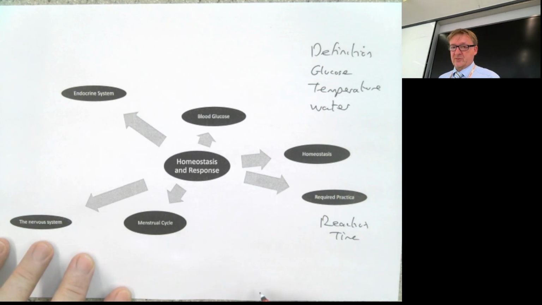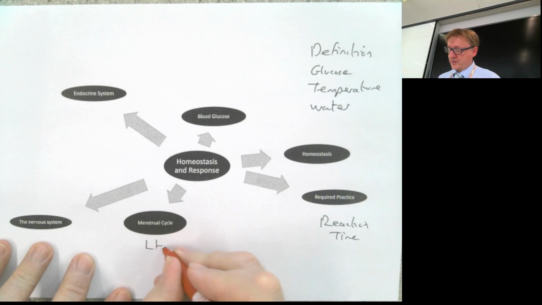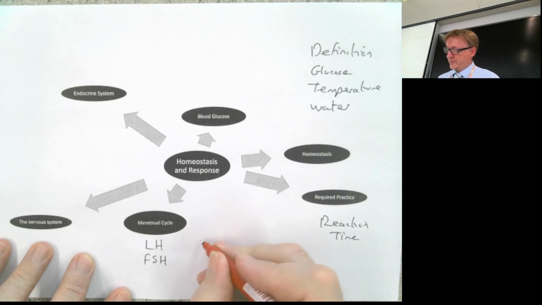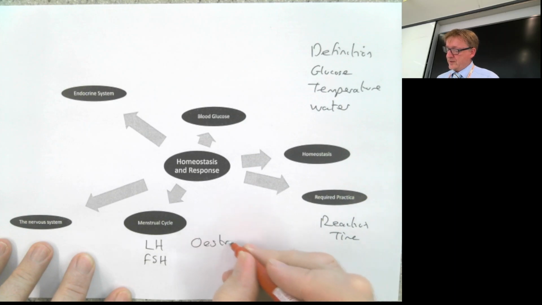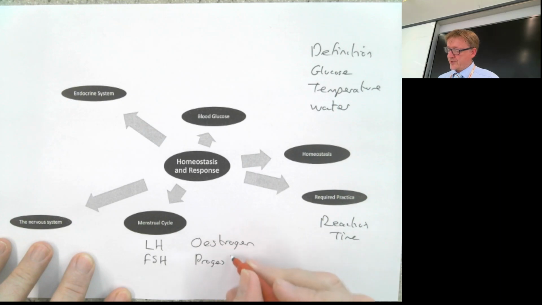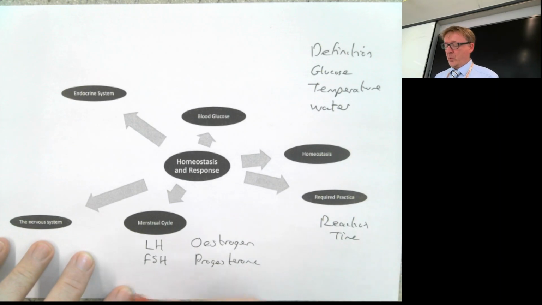The menstrual cycle, 28 days, you need to know the hormones that are involved. Luteinizing hormone, follicle stimulating hormone, estrogen, and progesterone. And you need to know how they all link in with each other, about what each individual one does. In addition to that, you also need to know about IVF, in vitro fertilization, about what happens and what the process is.